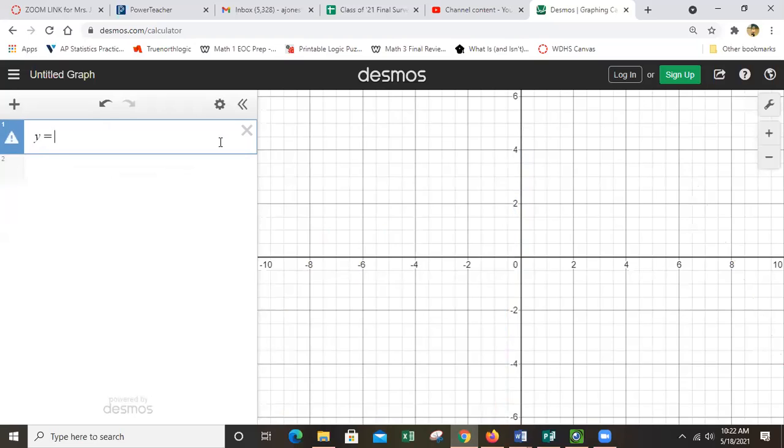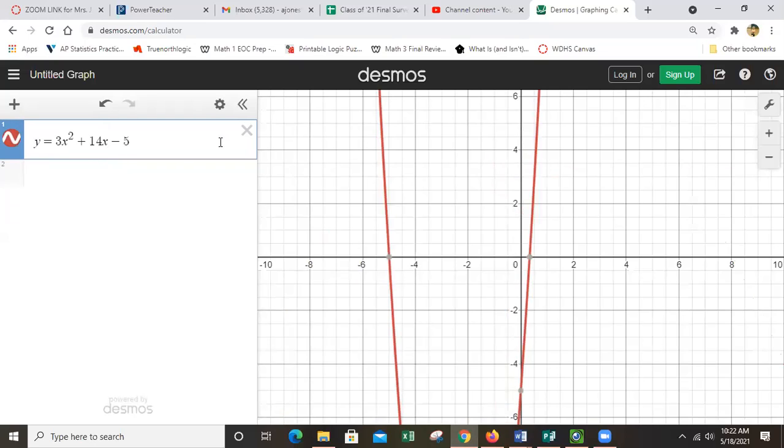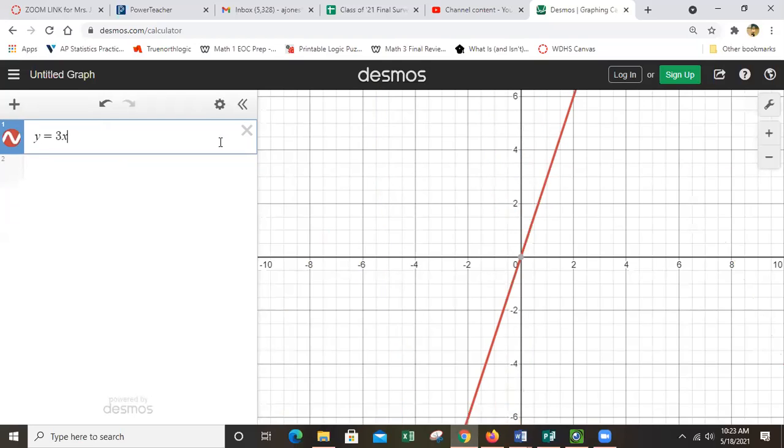And one of them is y equals, do this with me, 3x squared plus 14x minus 5. Which part? The 2. All right. So when you go back here, after you type in the x, you go shift and 6. You can do shift 6.